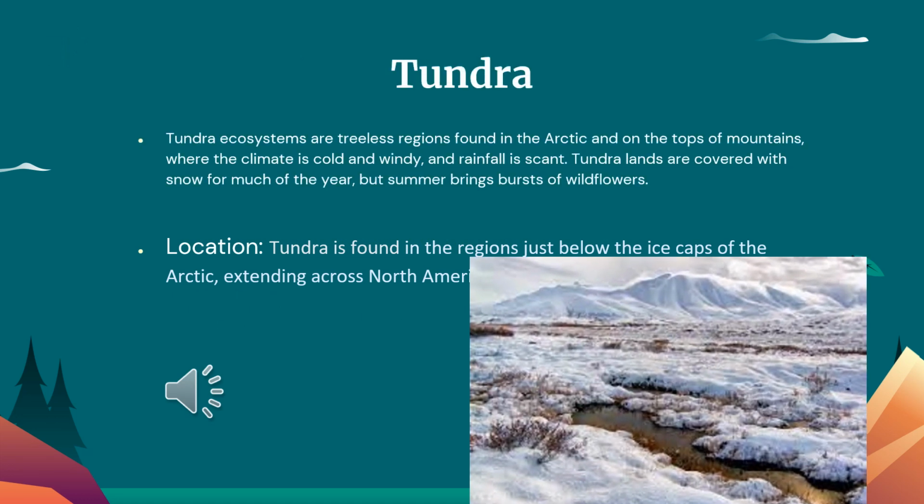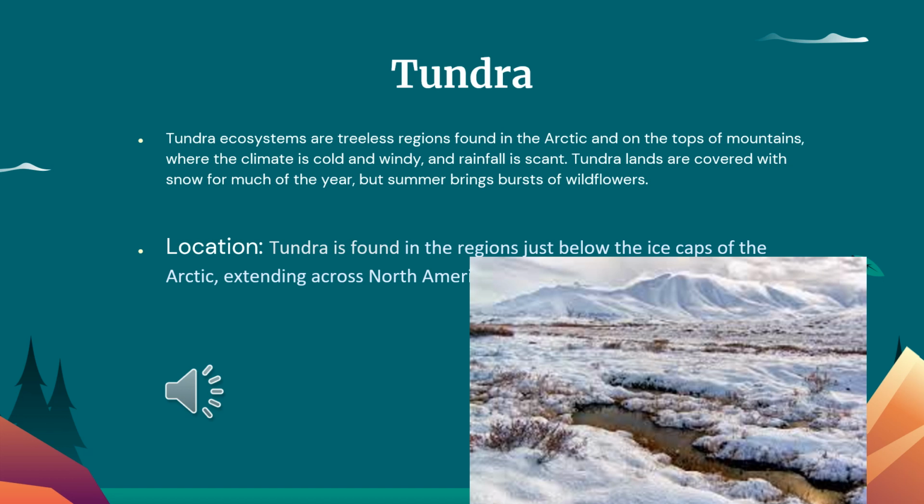Now, the third type we have is called the tundra. Tundra ecosystems are treeless regions found in the Arctic and on top of mountains where the climate is cold and windy. Tundra is an ecosystem that doesn't have trees because there isn't much sunlight or water, so they can't grow leaves and make their own food.